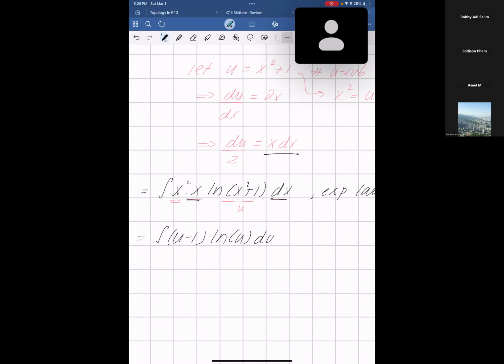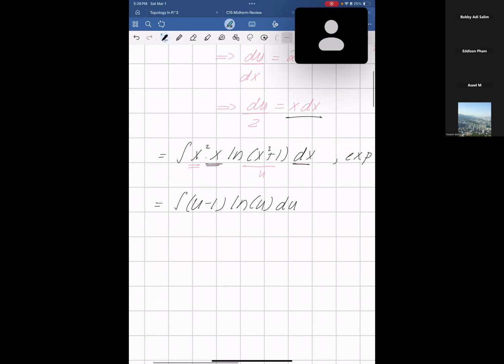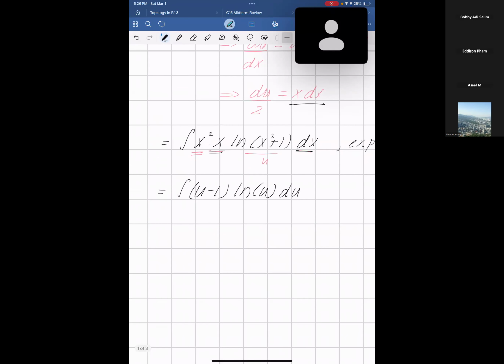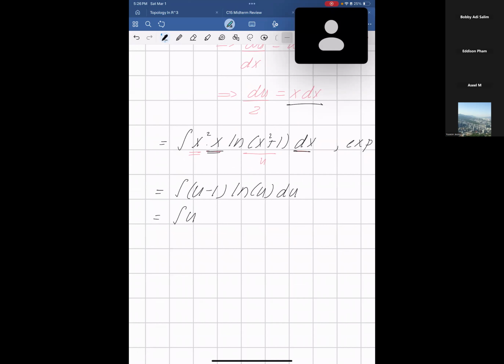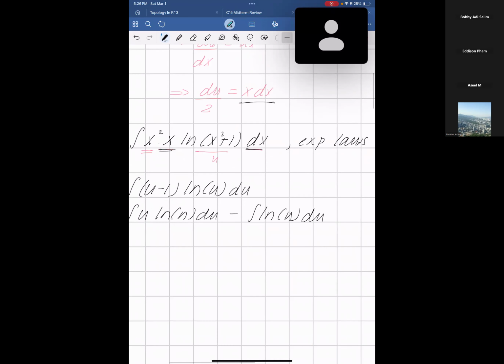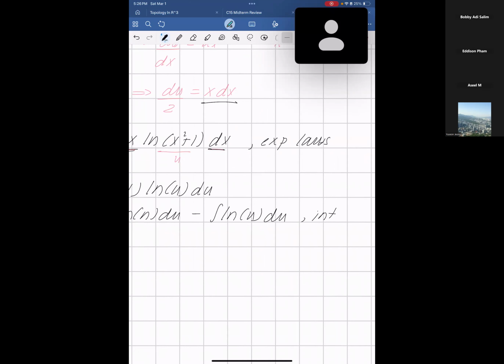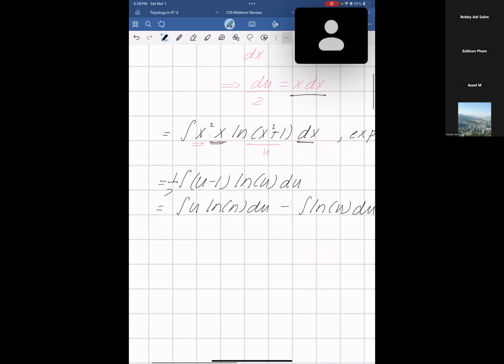Okay. So now you have two options. You can either just write it as a sum, u ln u, I'm sorry, as a difference, minus the integral of ln of u du. This is by integral laws. Oh, I forgot the 1 over 2.